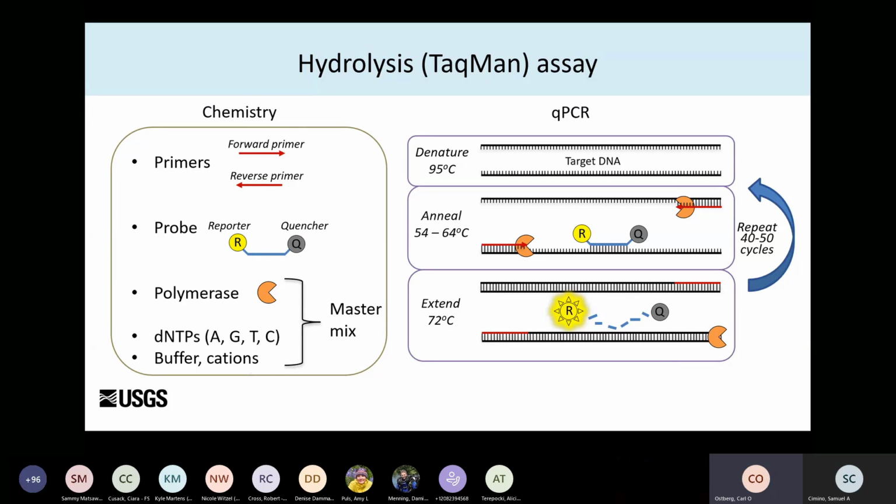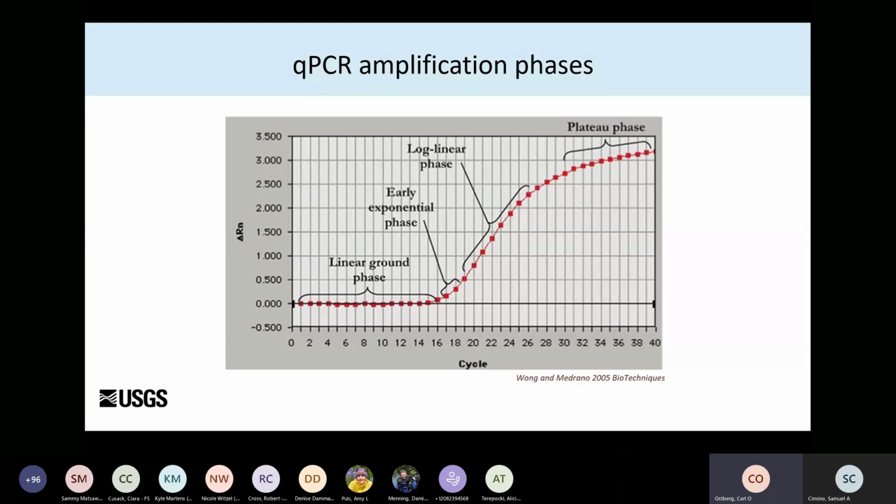The polymerase also has an exonuclease activity that degrades the probe when the probe is bound to the DNA. Degradation of the probe allows for the separation of the reporter molecule from the quenching effects, and that allows the reporter to fluoresce. Now let's take a look at a qPCR amplification plot.